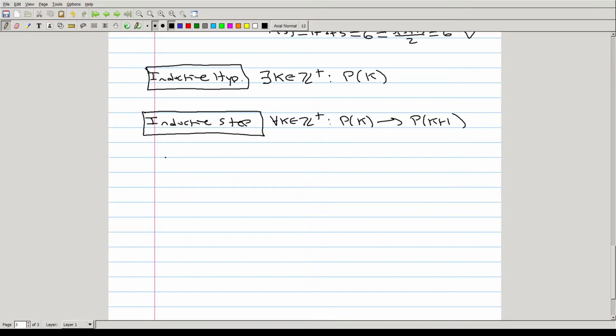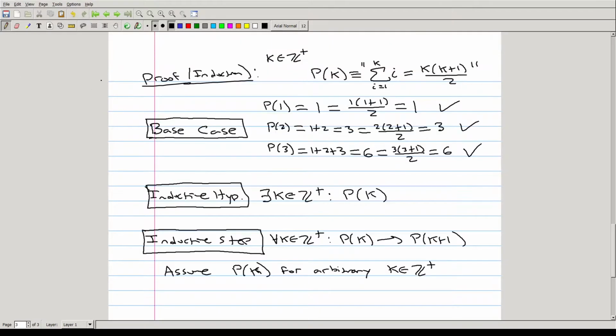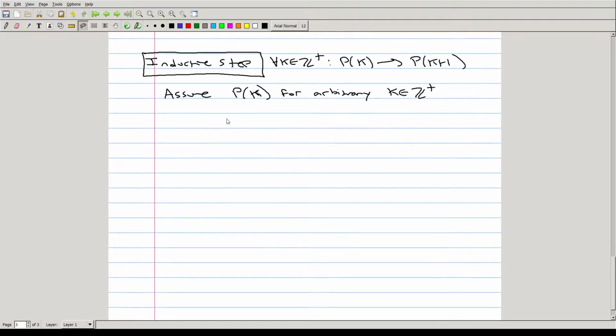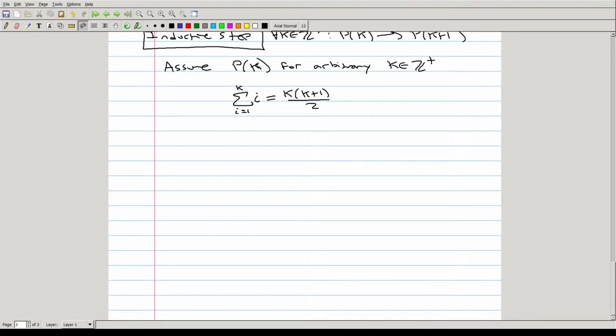So to do this, we start by assuming P of k for some arbitrary integer k in Z plus. Which is to assume this right here, that the sum of integers from 1 to k is equal to k times k plus 1 over 2. And now the question becomes, how do we get from this assumption, which is P of k, to what we're trying to show?